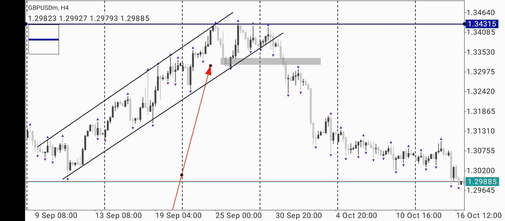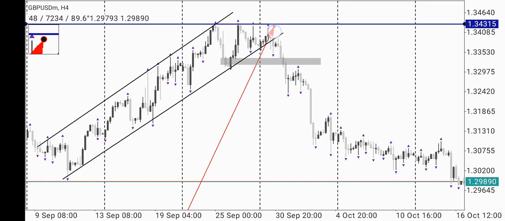Price needs to break it, but price refuses to break this high, rather it breaks the low. So what will you do? You wait for price to go down. After going down, you allow it to retest. After the retest, you can now take your trade from here.